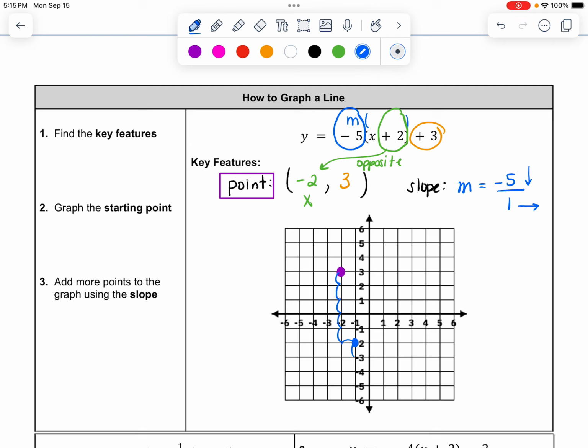Since there's no more room, 1, 2, 3, 4, I'm almost out of room, 5 to the right 1, and then I'm going to draw my nice straight line through my graph paper.